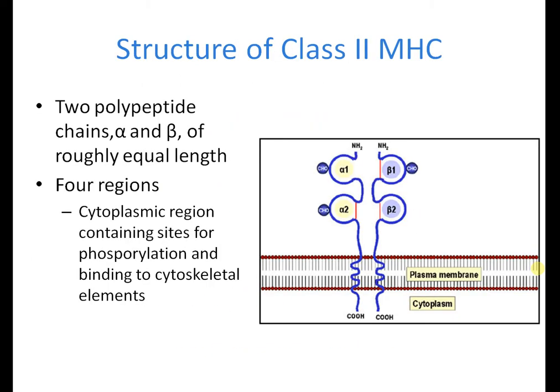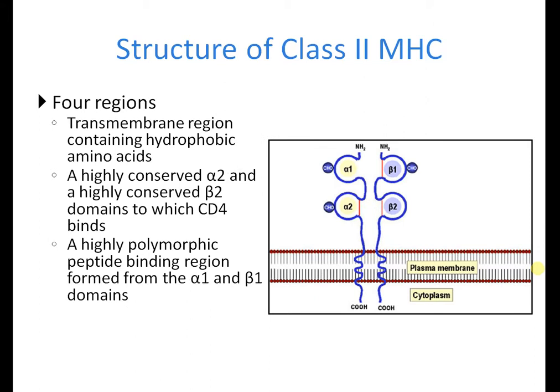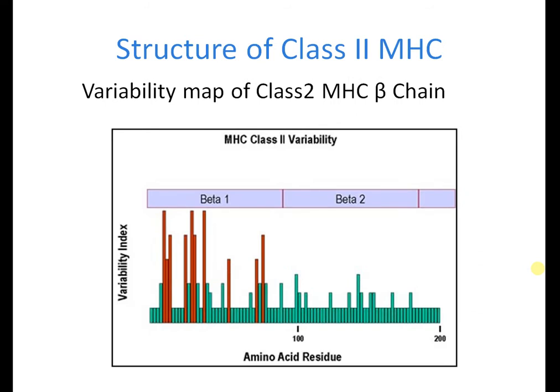Now the structure of class 2 MHC: alpha 1, alpha 2, and beta 1, beta 2. It has two polypeptide chains, alpha and beta, of roughly equal length, and four regions. The cytoplasmic region contains sites for phosphorylation and binding of cytoskeleton and lipids. The transmembrane region contains hydrophobic amino acids. There is a highly conserved alpha 2 and a highly conserved beta 2 domain to which CD4 binds, with a highly polymorphic peptide-binding region formed from the alpha 1 and beta 1 domains. This is the variability map of class 2 MHC, showing beta 1 and beta 2 amino acid residues.